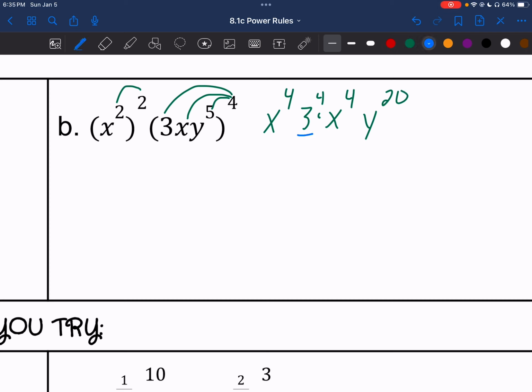So we find our coefficient first. We do 3 to the 4th power. We found that in the previous one, and that would give us 81. And then you've got x. You've got two separate instances of the x, so that's x to the 8th power. 4 plus 4 is 8. There's only one y, so it's y to the 20th. So 81, x to the 8th, y to the 20th.